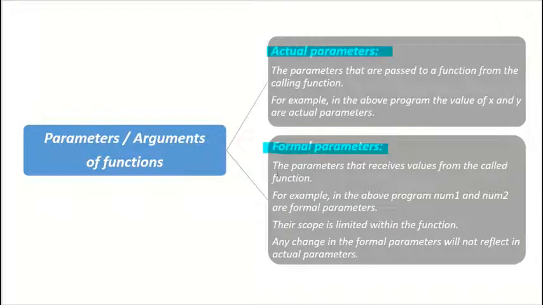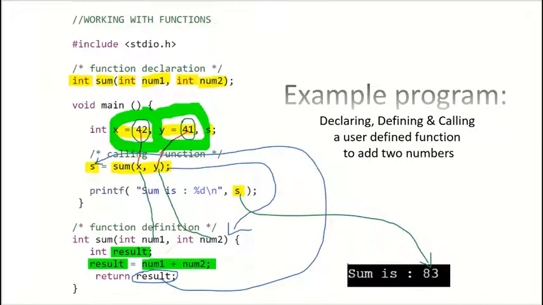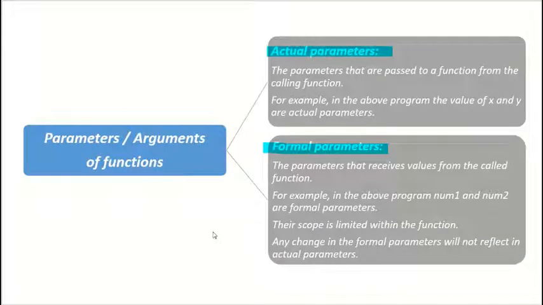The formal parameters are the parameters that receive values from the calling function. In the previous example, num1 and num2 are the formal parameters. The scope of the formal parameters is only within the function. So any change in the formal parameters will not reflect in the actual parameters.